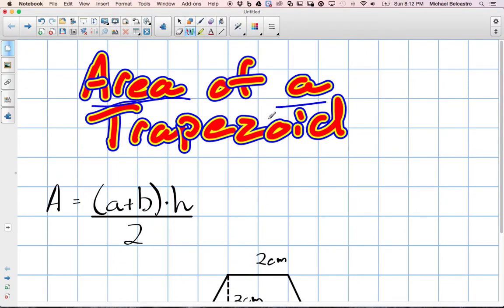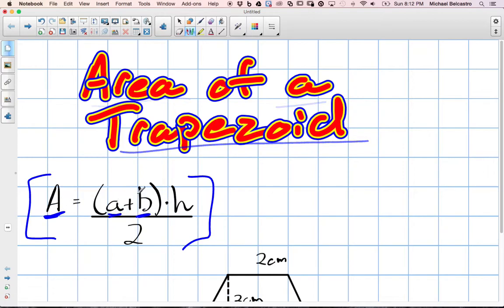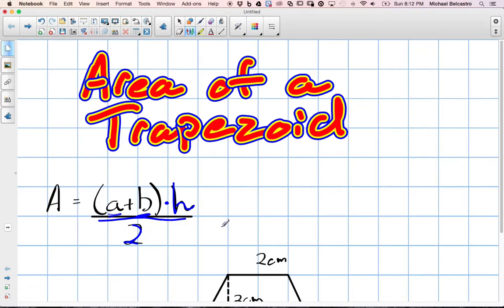Look at area of a trapezoid. So here's our area formula. The area is equal to side A plus side B, in brackets. Then that number times h, and then all of the above divided by 2. That's the order we'd solve it.